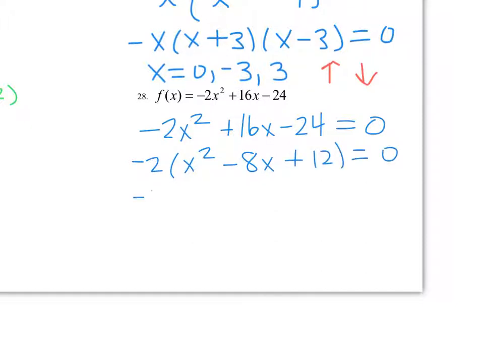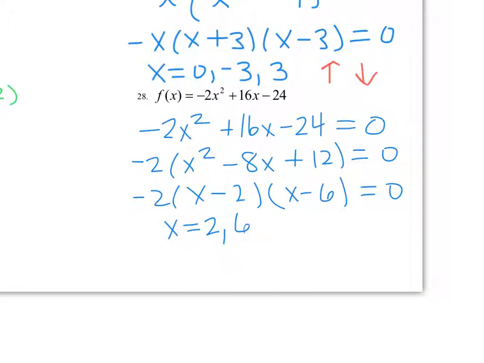That will factor into negative 2 out in front times x minus 2 times x minus 6. All right, so we set those equal to 0, and we get x equals 2, x equals 6. And we've got a negative out in front of an even degree, so it's going to go down on the left and the right.